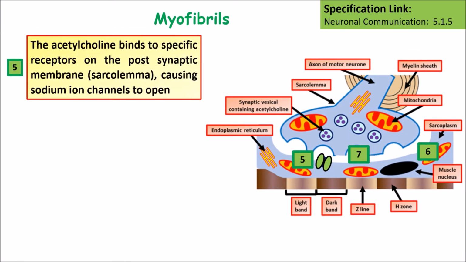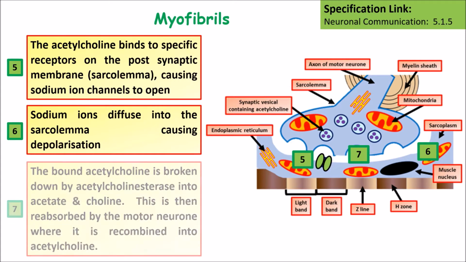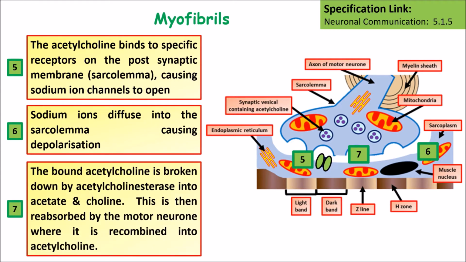The acetylcholine binds to specific receptors on the postsynaptic membrane, which is called the sarcolemma, causing sodium ion channels to open. Sodium ions diffuse into the sarcolemma, causing depolarization. The bound acetylcholine is broken down by acetylcholinesterase into acetate and choline. This is then reabsorbed by the motor neuron, where it can be recombined back into acetylcholine.